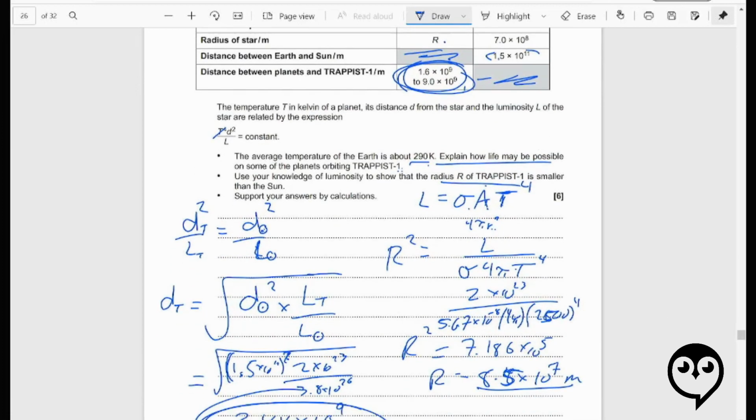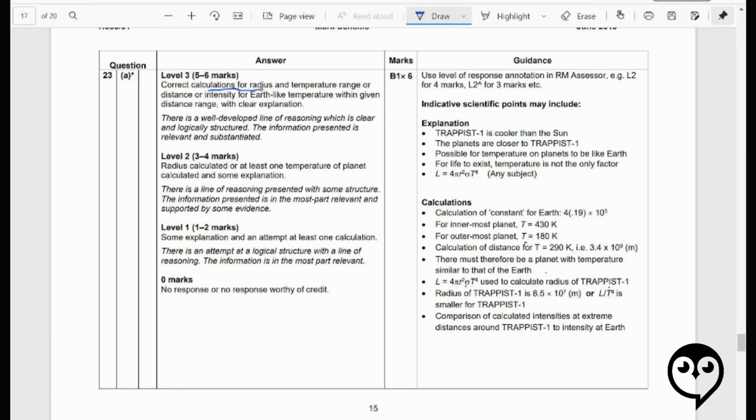Let's go take a look at the mark scheme. You get correct calculations for radius and temperature, range, or distance, or intensity of Earth-like temperature. Just some calculations. There's a well-developed line of reasoning. So you need to actually articulate what you've just done. You can't just do the calculations if you want the full 6 marks. What could we explain? Well, we know it's cooler than the sun, but the planets are closer to this star. It is possible for temperature and planets to be like that. We've calculated that. Okay, we showed that.